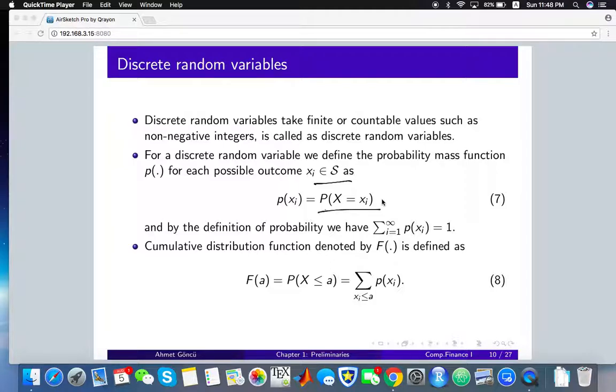And you can see the probability that this random variable x takes the value xi is denoted by small p, and by being a probability measure, the definition of a probability requires this condition that the sum of all the probabilities should be equal to 1. And we have this cumulative distribution function denoted by capital F, which is given by the cumulative sum.